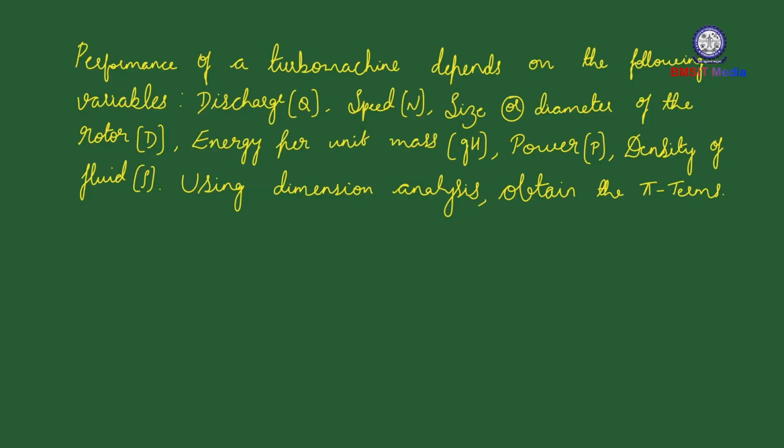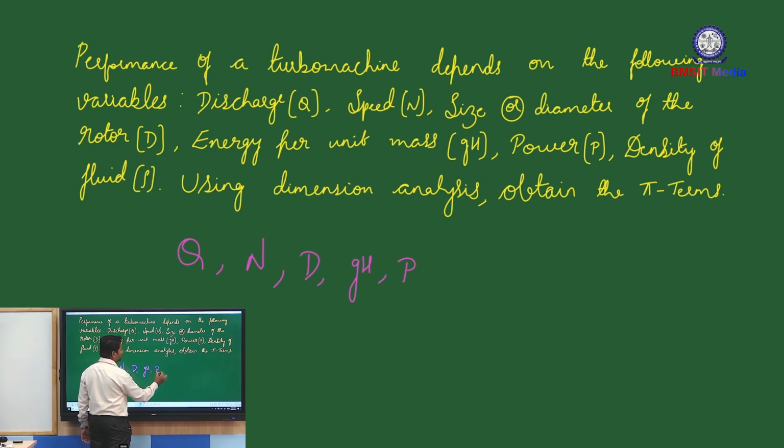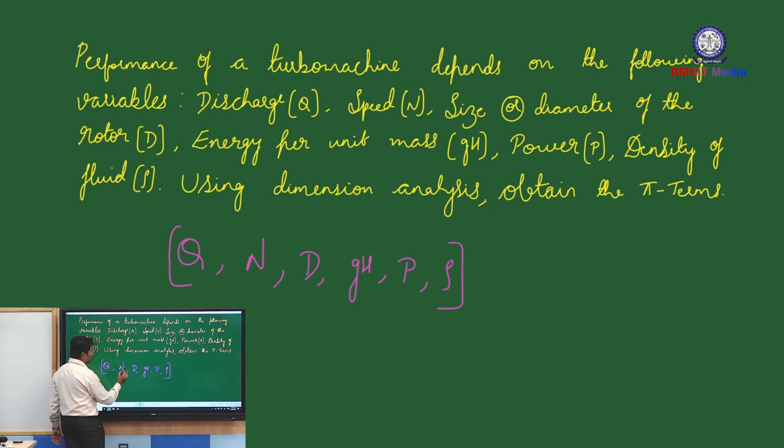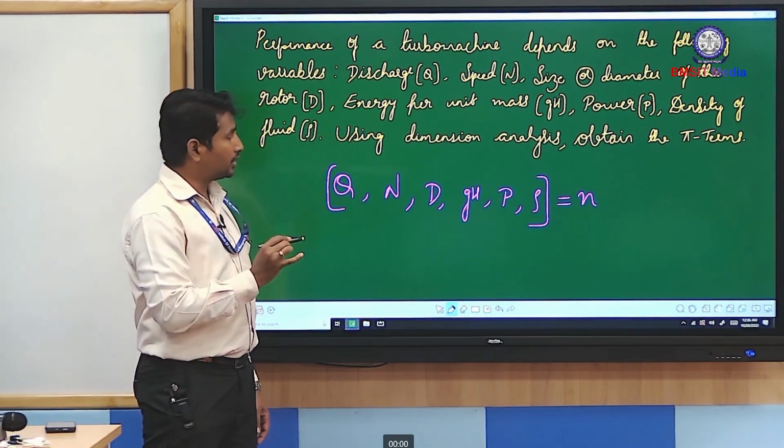One of the variables involved is discharge, Q. The second variable is the speed at which the turbo machine is rotating or operating. The next is the diameter or size of the rotor, that is capital D. And energy per unit mass, denoted by gH. Next, power absorbed or produced by the turbo machine, and the density of the fluid in which it is operating. So there are so many variables. How many variables are there here? 1, 2, 3, 4, 5, 6. There are 6 variables. All these variables, I'll call by one name, small n. Small n indicates the number of variables involved in a particular process or phenomenon.